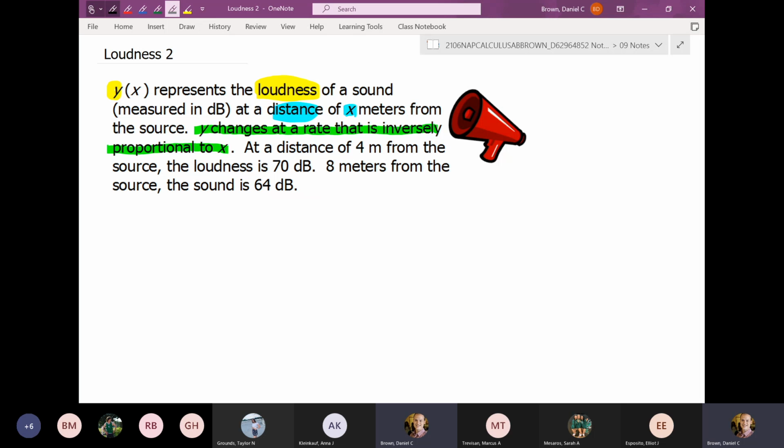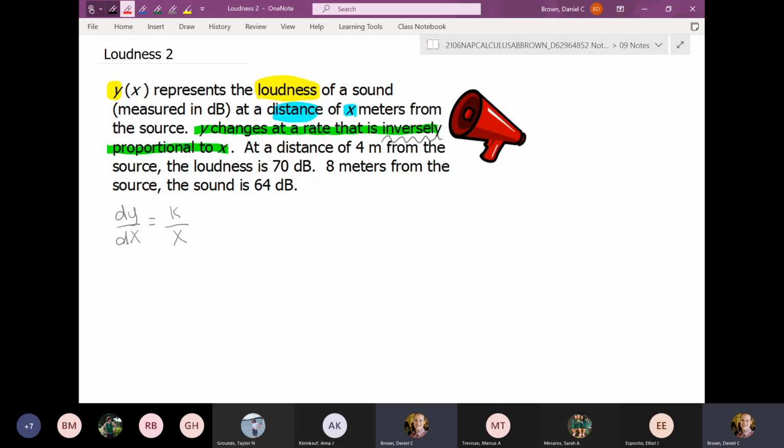Looking at this problem, y changes at a rate, so that's going to be dy/dx, that is inversely proportional to x. So I have my k. Inversely is going to put it in the denominator, so we have k over x. Now I want to look at this. Is this a shortcut? Unfortunately, no, it's not k times y, it's k over x. So we are going to have to go about it the long way.